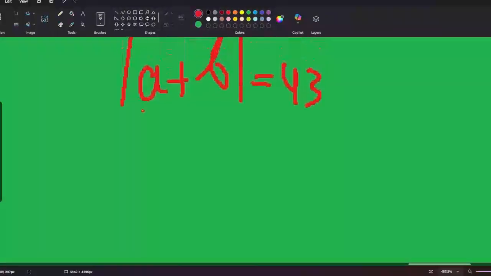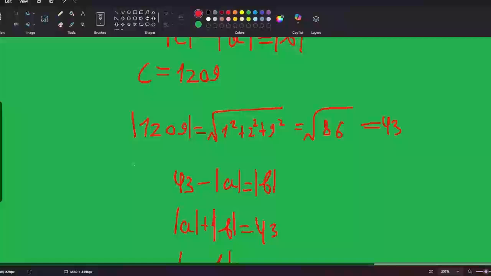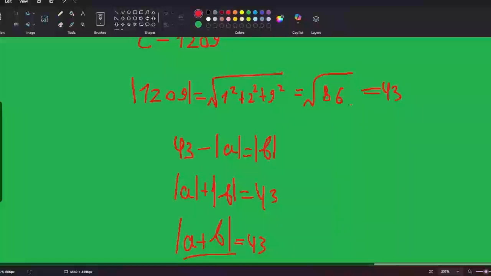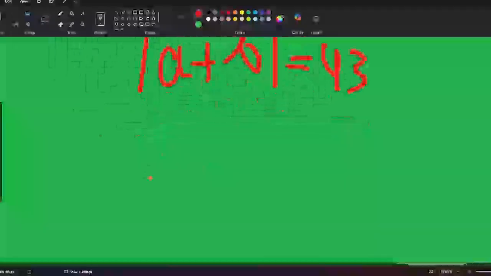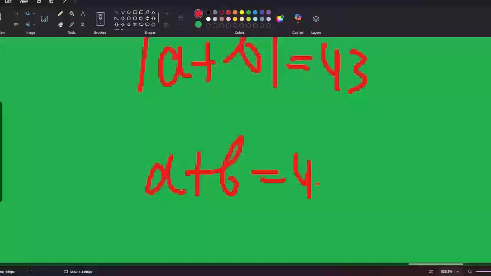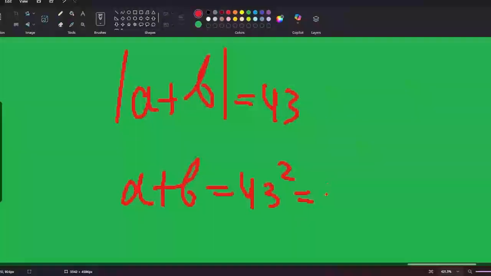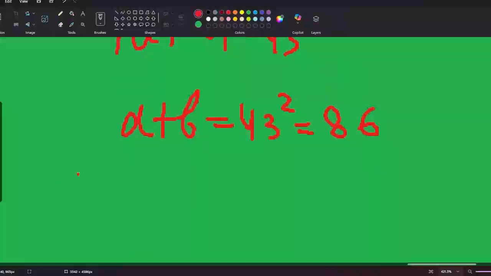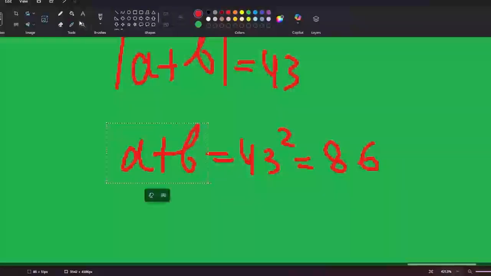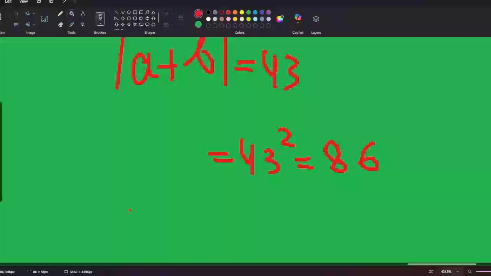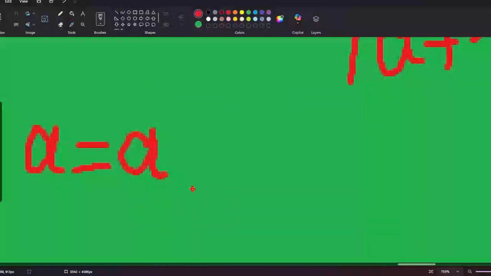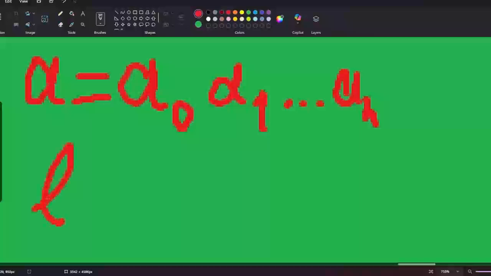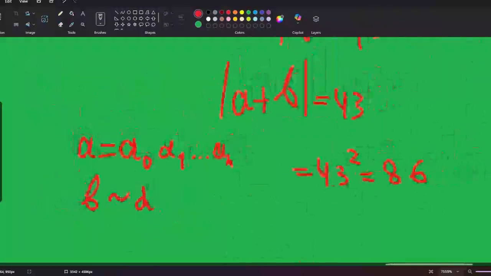Okay, so now let's solve for it. Let's think collectively. So clearly, this implies that A plus B equals 43 squared equals 86, and instead of A plus B, here we're supposed to have something like, okay, if A in decimal representation is gonna be like this, and for B, something analogous.